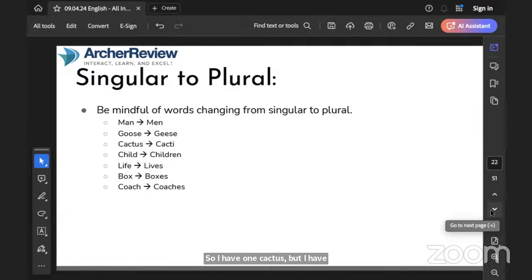Child, that's the singular one, but if I have more than one, it becomes children. Life becomes lives. Box adds an ES and becomes boxes. Same thing with coach becomes coaches. So I would make sure that you're familiar with the rules of how and when words change from singular to plural. That's another big thing that I would focus on. I know it seems simple, but it's one that might get you if you don't expose yourself to that.